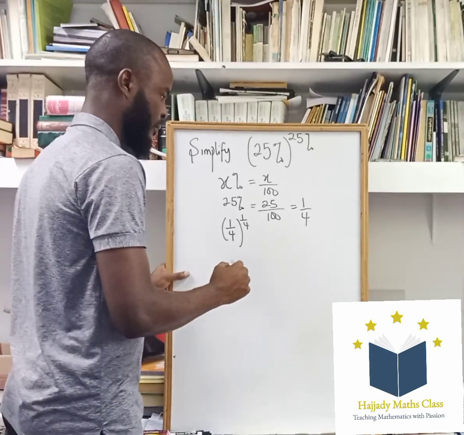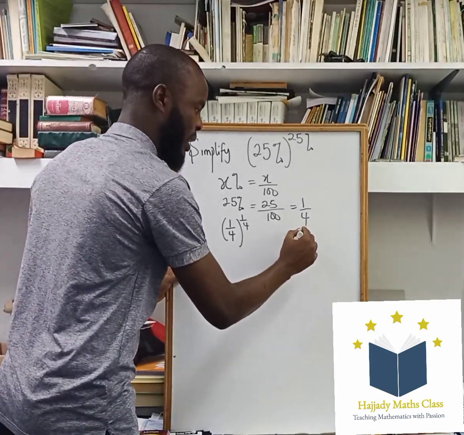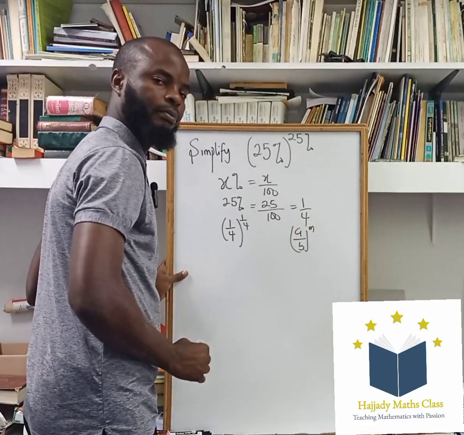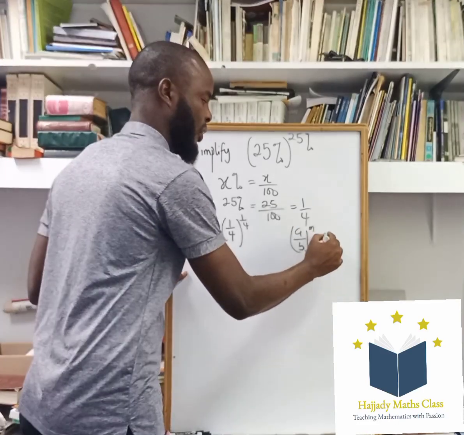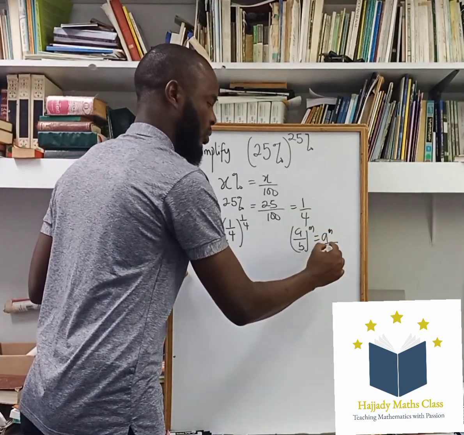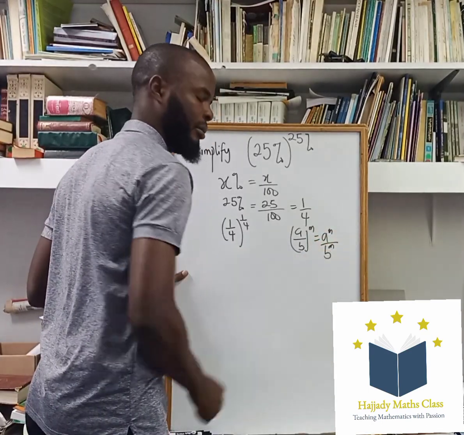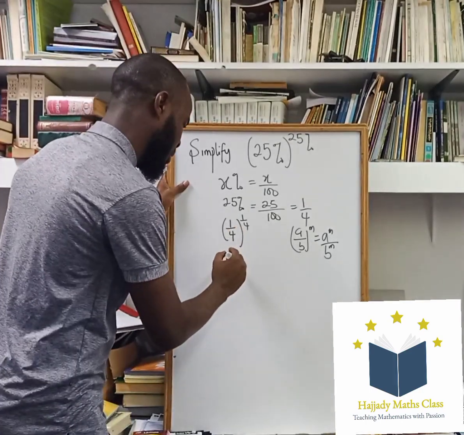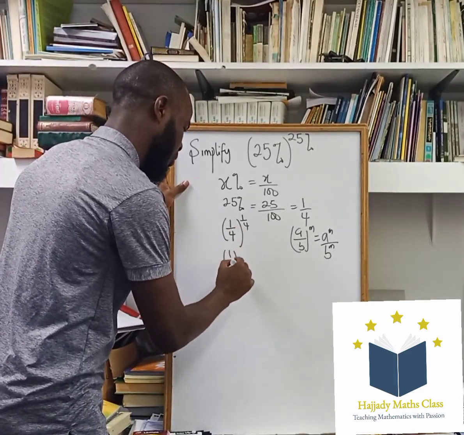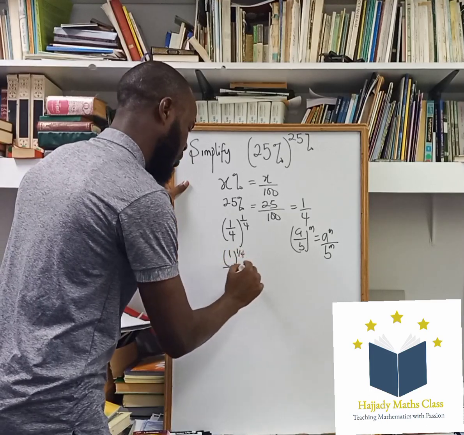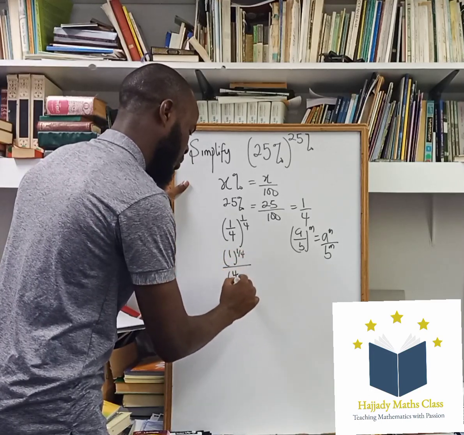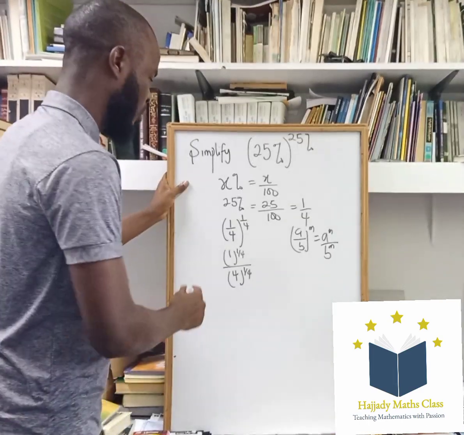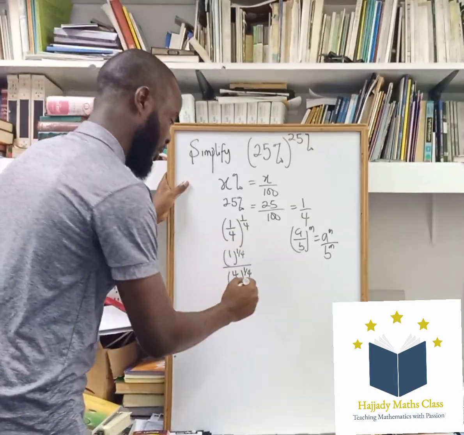Now don't forget the rule of indices that says that when you have a over b to the power of n, it is the same thing as a to the power of n over b to the power of n. Using the same rule, this is going to give me 1 to the power of 1 over 4 over 4 to the power of 1 over 4. 1 to the power of any value is still going to give you 1.